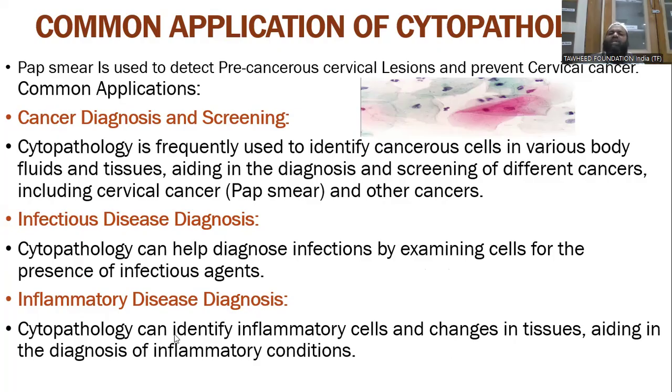Next, inflammatory disease diagnosis. Cytopathology can identify inflammation in inflammatory cells and changes in tissues, aiding in the diagnosis of inflammatory conditions. Inflammation, where do you find it? Inflammation is an outcome of an infection, an injury, whatever it may be. At that time you are going to see some inflammation in a particular organ of the body, and we can diagnose it by using cytopathology.